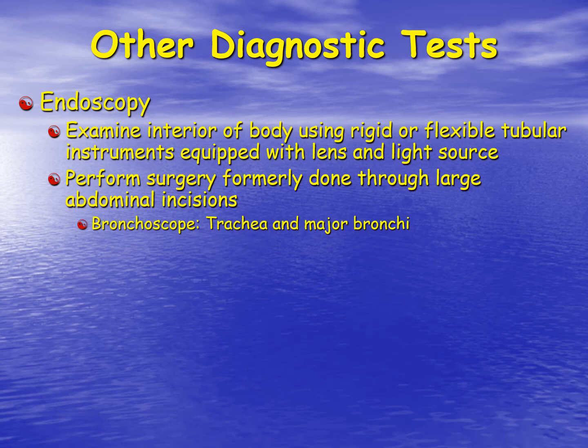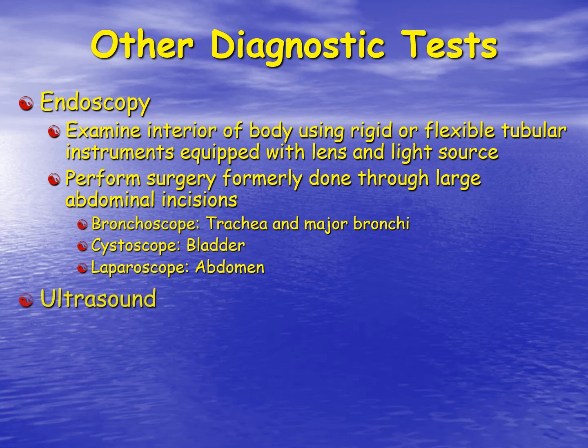The bronchoscope can look at the trachea and the major bronchi. The cystoscope is looking at the bladder primarily. The laparoscope is primarily used in the abdominal region. And of course the colonoscope is used in the colon.